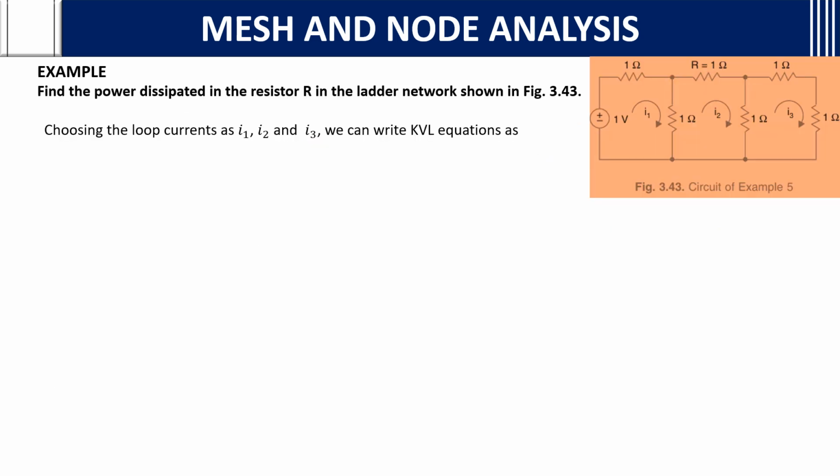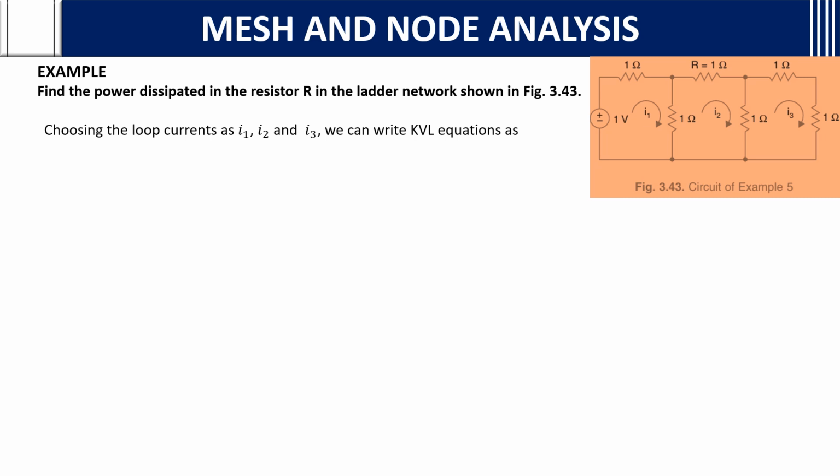We'll see a question so that you'll understand how to do. Find the power dissipated in the resistor R in the ladder network shown in the figure. Choosing the loop currents I1, I2, I3 in the clockwise direction, take all clockwise direction.